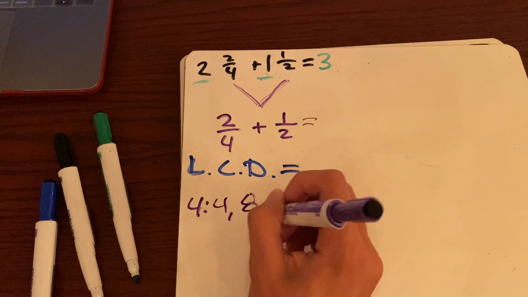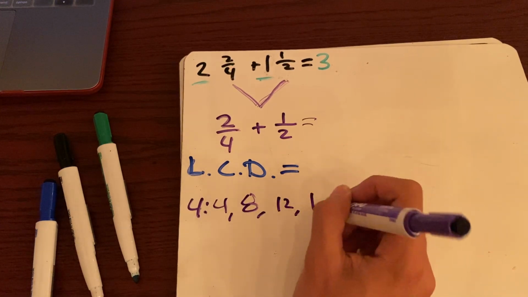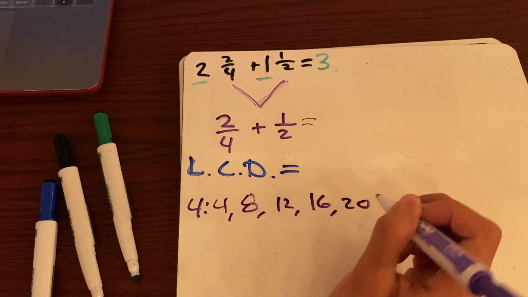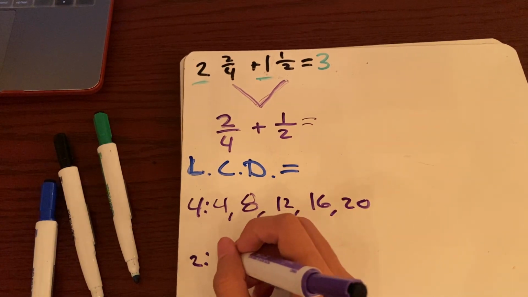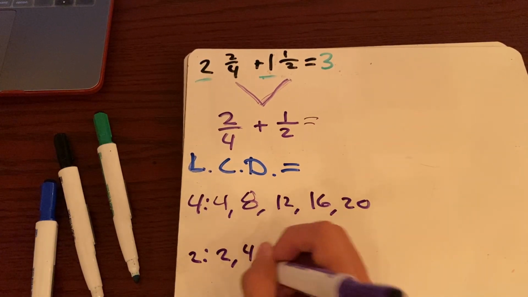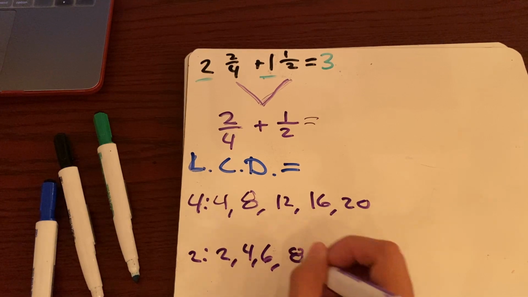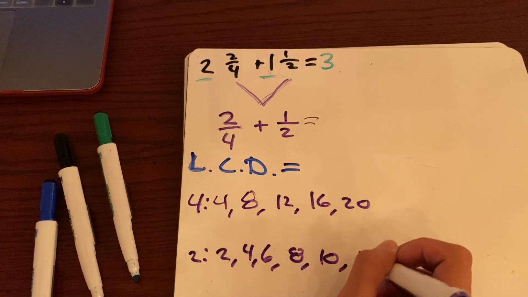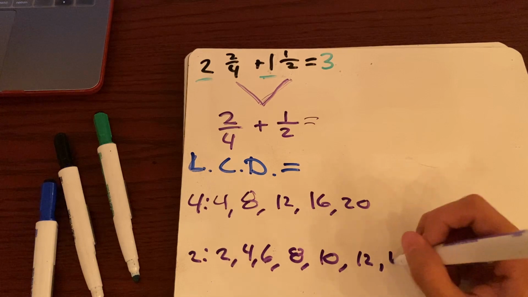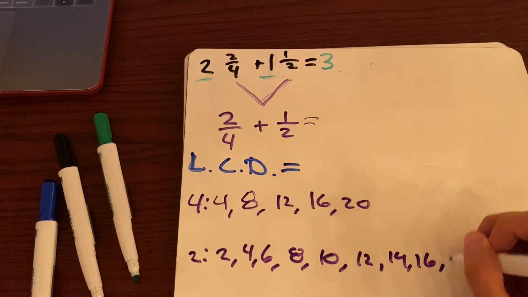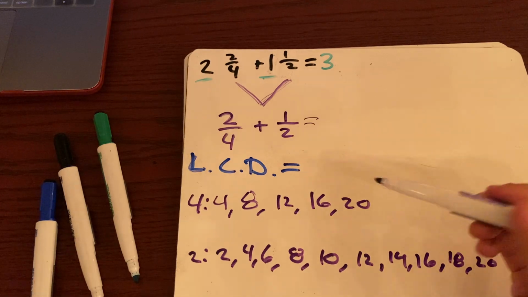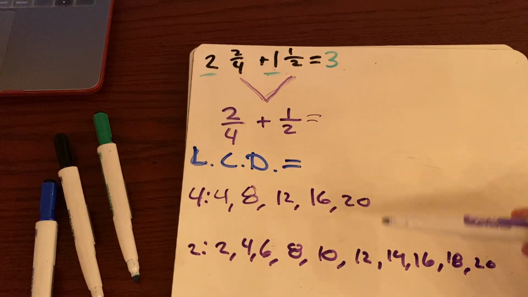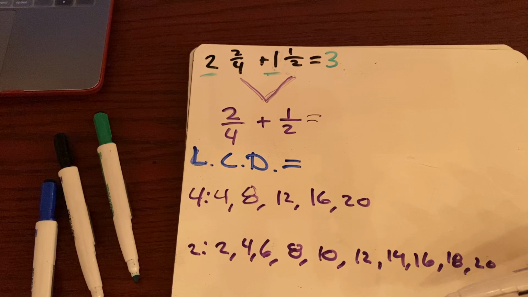4, 8, 12, 16, 20. And I'll stop right there. Next up, let's do it for 2. 2, 4, 6, 8, 10, 12, 14, 16, 18, and 20. We'll stop right there. Now, do you see a number that they both have in common?